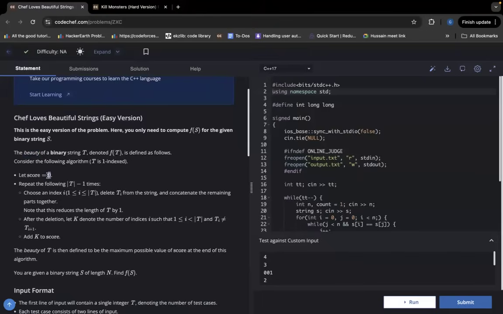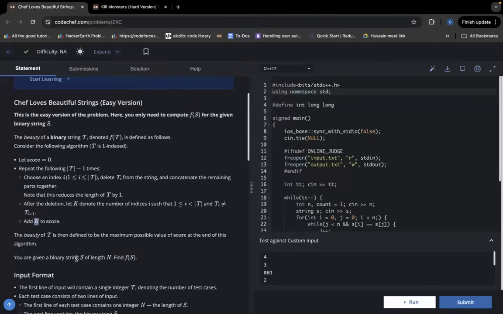Let score is equal to 0. Repeat the following t minus 1 times. Choose an index i and delete t_i from the string. Concatenate the remaining parts together. Note that this reduces the length of t by 1. After deletion, let k denote the number of indices i such that t_i is not equal to t_(i+1). Now, once you find the number of such indices, you can add k to your score.